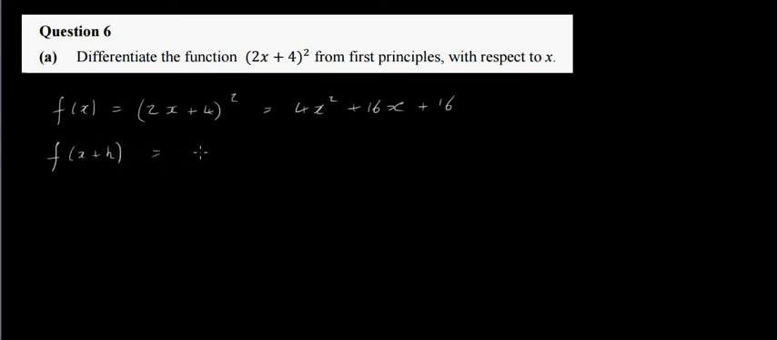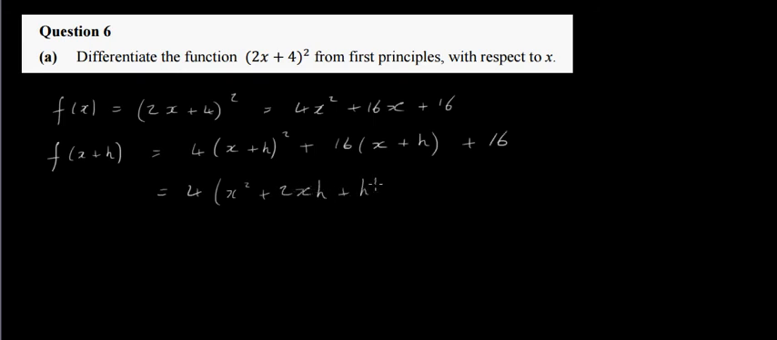So that will give me 4 of x plus h all squared plus 16 of x plus h plus 16. Now you can multiply all of that out. That will give me 4 of x squared plus x times h plus x times h, that's 2x times h, plus h squared. Here we get 16x plus 16h and plus 16 here as well.